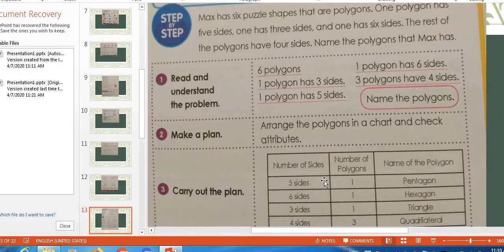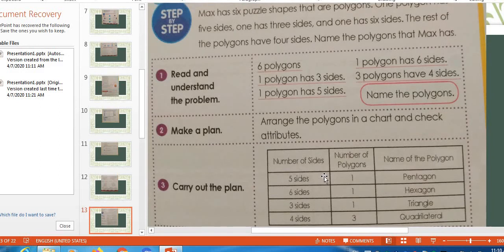Step by step, how can I apply my steps to solve the problem? I have here, first, read and understand the problem. 6 polygons. Okay, 6 polygons here. Then one polygon has 3 sides. One polygon has 5 sides. One polygon has 6 sides. 3 polygons have 4 sides.